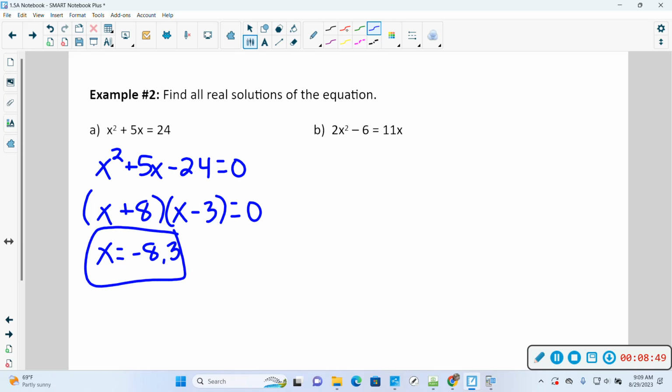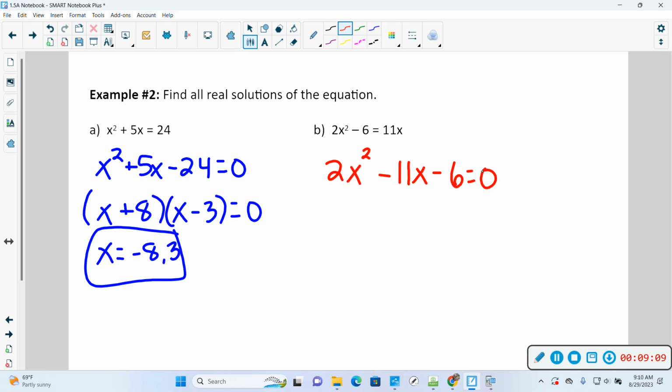Love it. Okay, same thing. I'm going to set it to 0 first. I'm going to be conscientious of the order because I want that 11x, but I'm going to move it to the left so it becomes a negative. I need that in the middle. So of course I always check for a GCF first. 2, 11, 6. Nope, don't have one.